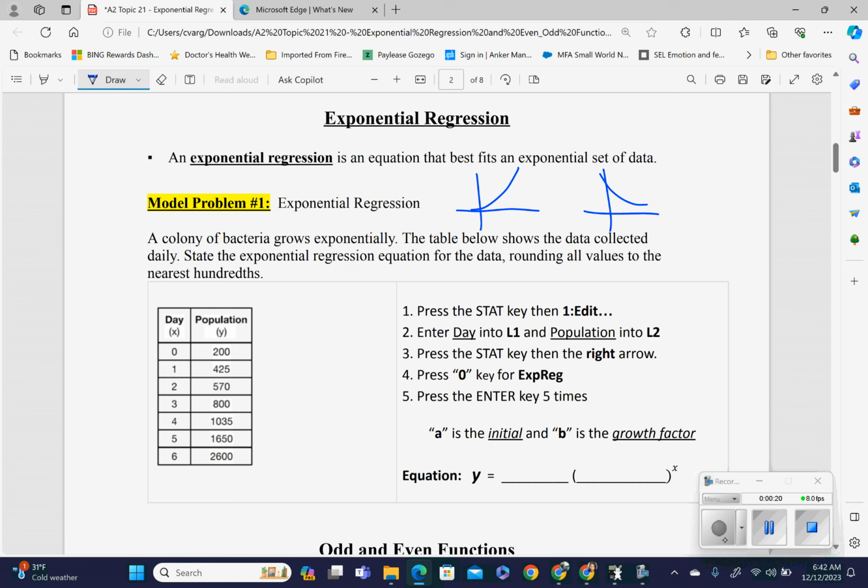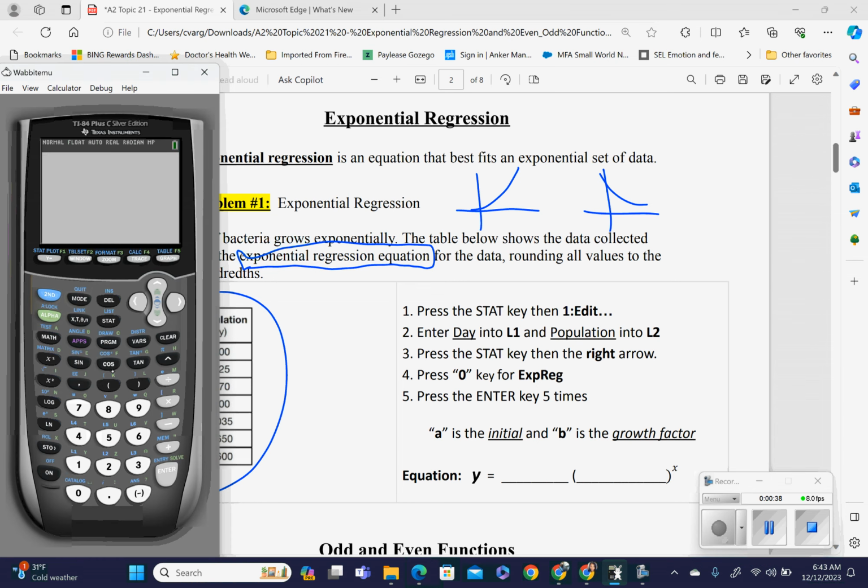So for example, a colony of bacteria grows exponentially. You have a set of data right here, and the table below shows the data collected daily. State the exponential regression equation for the data. To enter these numbers into the calculator, hit the stat button, which is under delete. Option number 1 is edit, and you're going to put those numbers in. Make sure to type it in correctly and hit enter after each one.